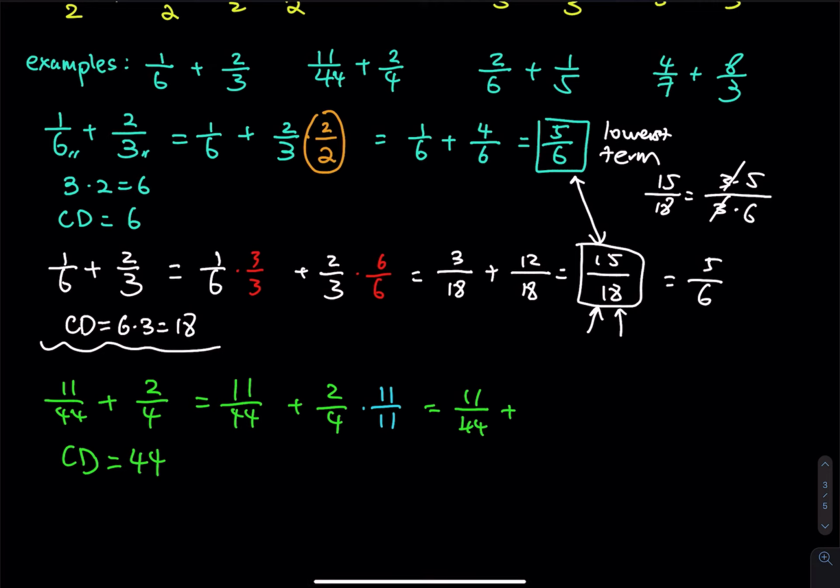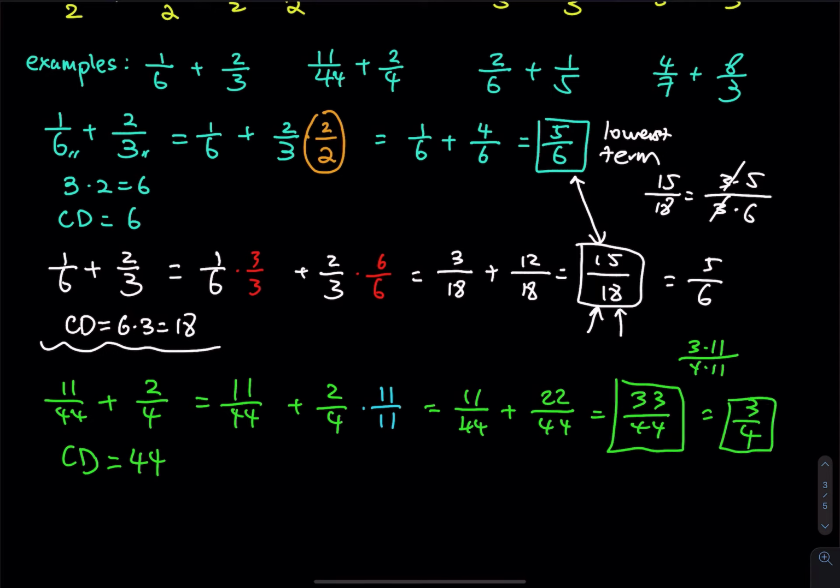And then I have 11 over 44. Top times top, 2 times 11 is 22. Bottom times bottom is 44. So you have 33 divided by 44. All right. So 33 divided by 44, in my class, I accept that. But if you're doing homework online or your instructor wants you to reduce the fraction, then you have to do so. Since they are both multiples of 11, so 3 times 11 divided by 4 times 11, you reduce the 11, then the answer is 3 over 4. Okay, so that is number 2.